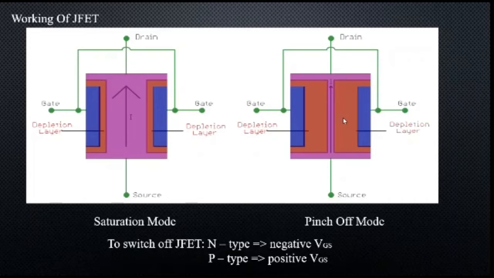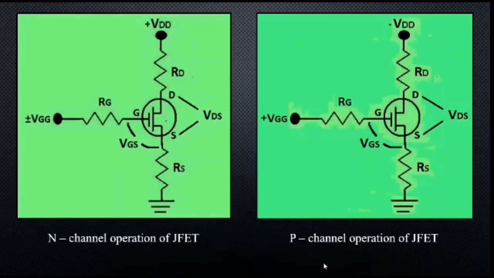If we want to switch off a JFET, we need to provide a negative gate to source voltage, denoted as VGS, for an N-type JFET. For a P-type JFET, we need to provide positive VGS. These JFETs only work in the depletion mode, whereas MOSFETs have depletion mode and enhancement mode, as I said before. Let us see their operation separately.